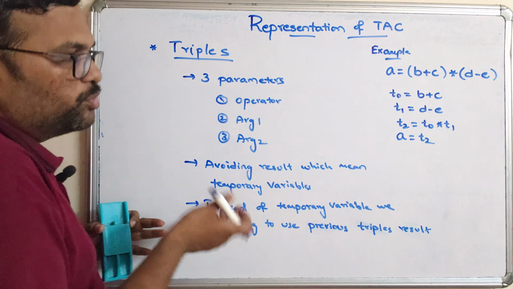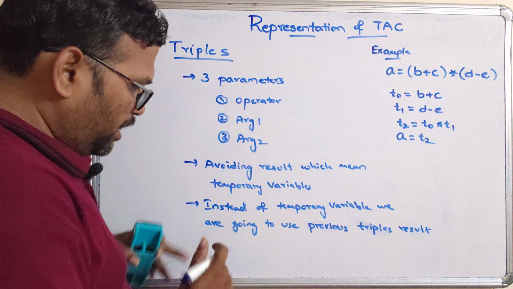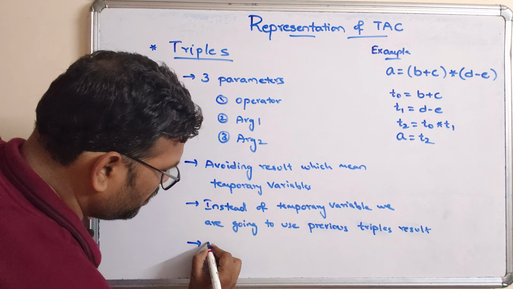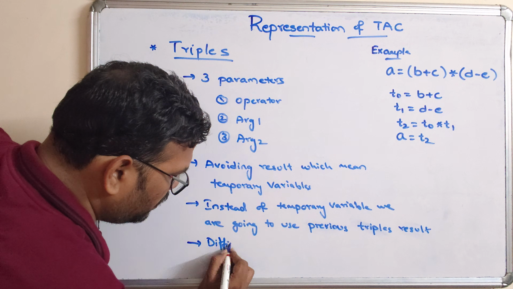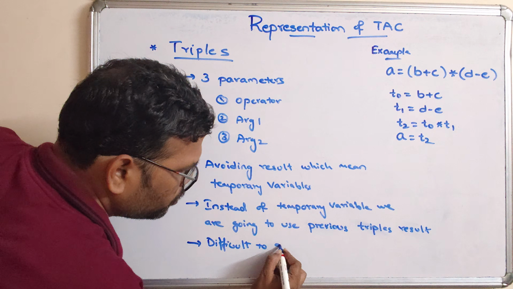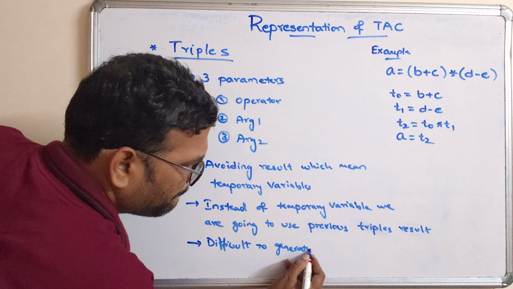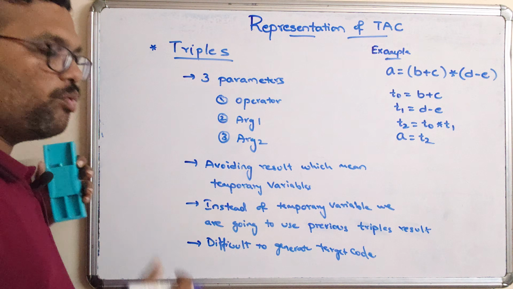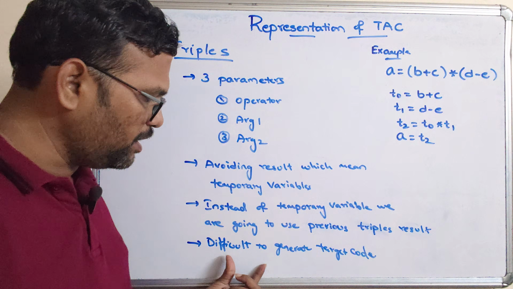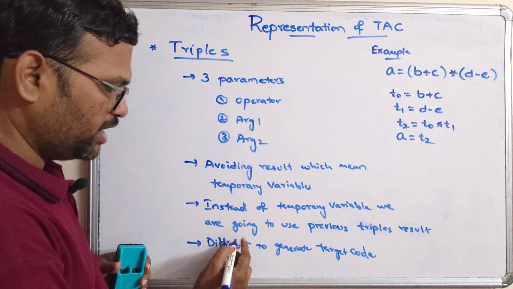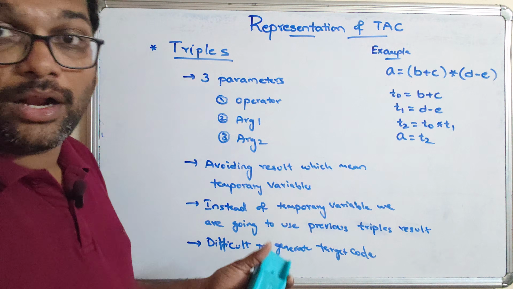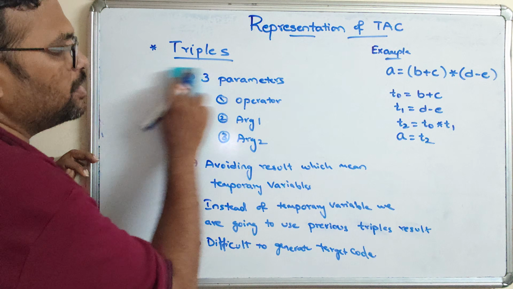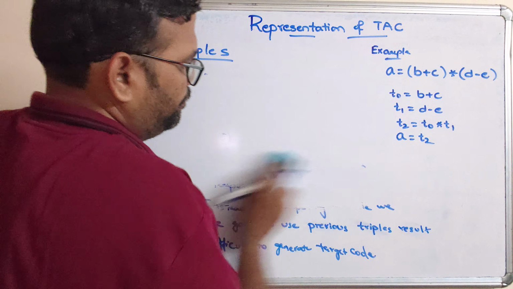Okay, so here we'll be using some index. So here the advantage is no temporary variables, but the disadvantage is it is difficult to generate target code. So when compared to the quadruples, it is somewhat difficult to generate the target code, but there are no temporary variables. So let us see what these things are.